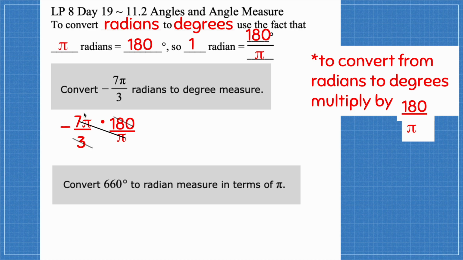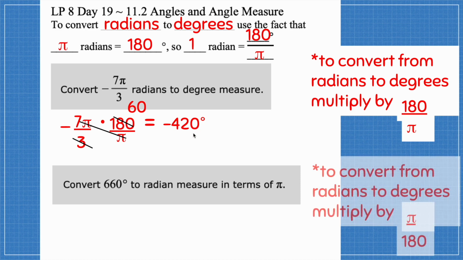So now we can also cancel our 3 and our 180 because they divide. If you notice cancellations early on, I think that makes it a little easier. You don't have to cancel beforehand. You can cancel at the end, but I always cancel midway. So 3 and 180 can divide down to 60 here. 3 cancels itself out because 3 divided by 3 is 1. So now I'm just going to multiply across the top. I have negative 7 times 60, and I get negative 420 degrees. So negative 7 pi over 3 is the same thing as negative 420 degrees.